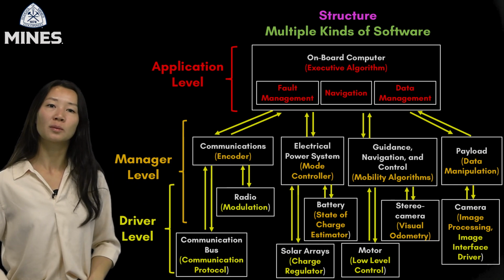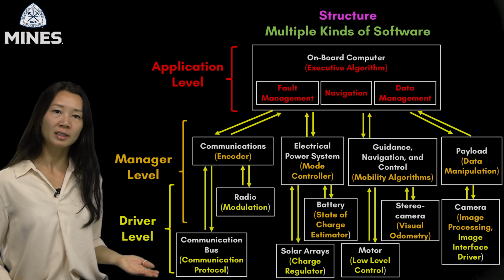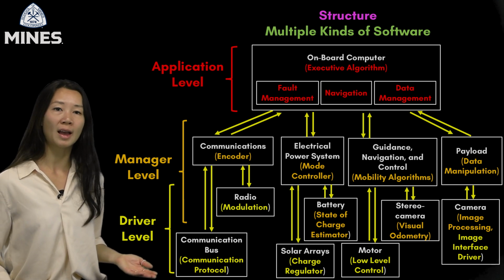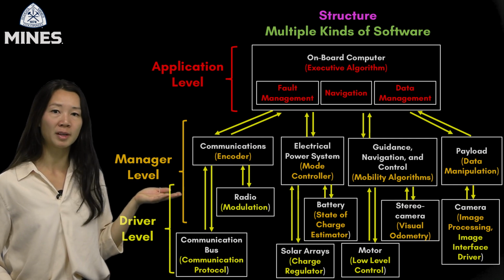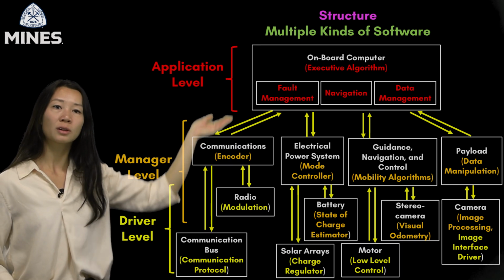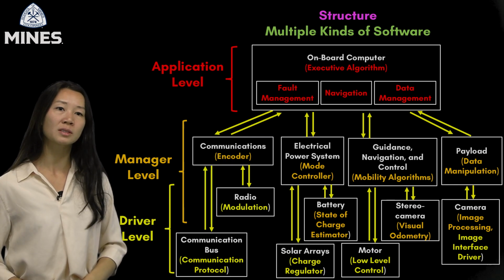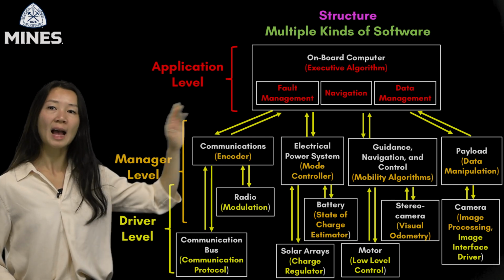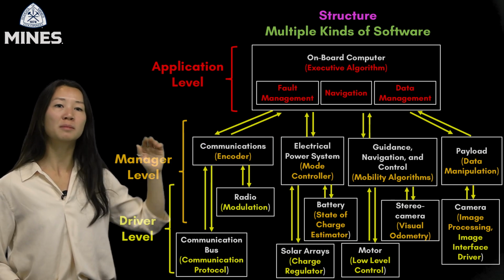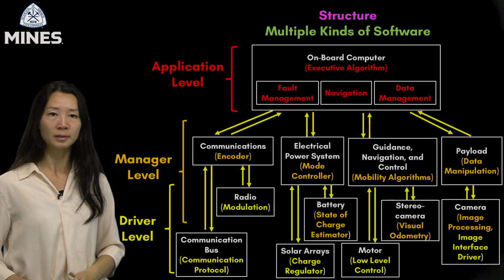Each layer builds on one below it. Drivers talk directly to hardware, reading sensors, toggling actuators. Managers handle logic and control loops at the subsystem level, and applications coordinate behavior across subsystems to meet mission goals. Said in a different way, these application-level programs are mission-specific programs running on the onboard computer.